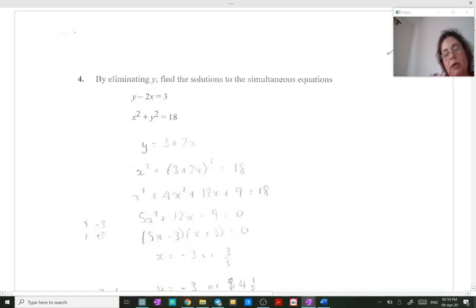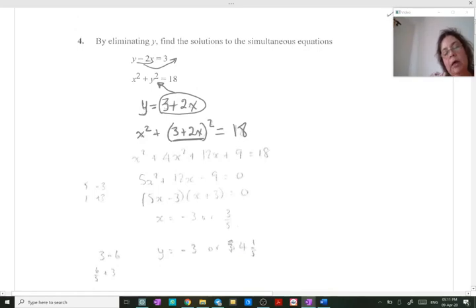So y equals, you take the minus 2 to the other side, so you have 3 plus 2x, and then you take the value of y, which is in terms of x, and replace it in the second equation. So x squared plus, this is the place for the y, so you write (3 plus 2x) squared equals 18.